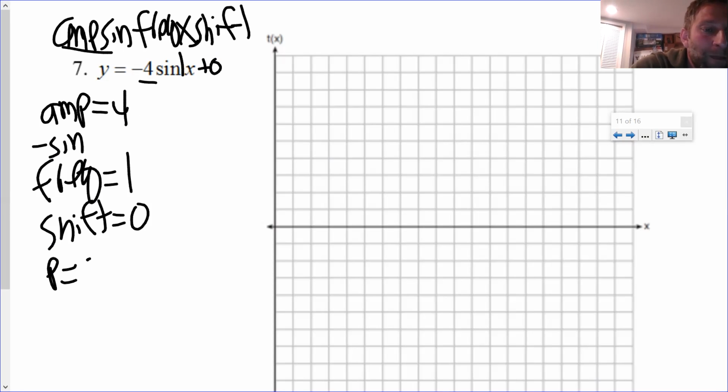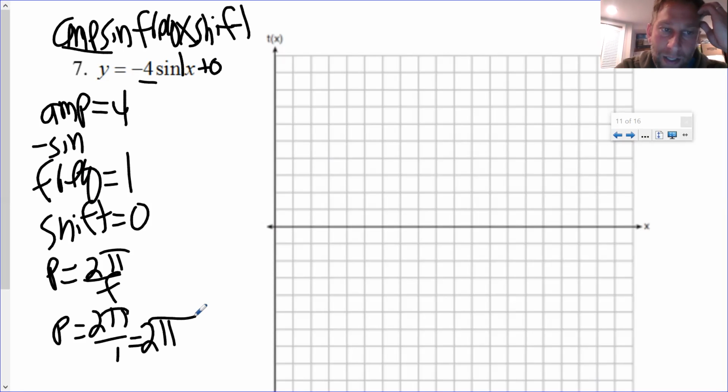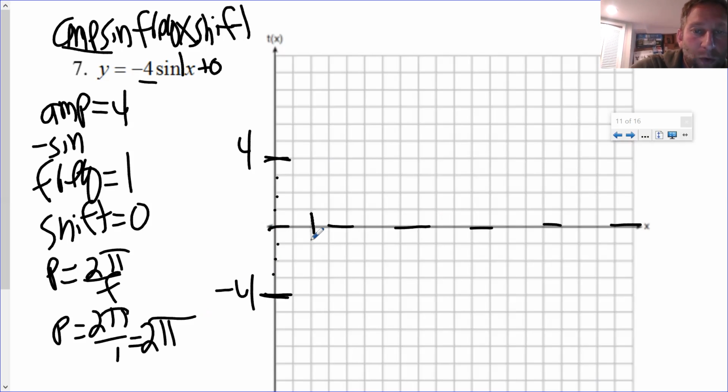I need my period. Period's 2 pi over the frequency, which is 2 pi over 1, which is 2 pi. So yes, every example in this lesson will have a period of 2 pi. And again, 2 pi is the same as 360 degrees. It's one full circle. So midline is another word for the shift. Amplitude is 4. So instead of going up 1 and down 1, I'm going up 1, 2, 3, 4, and down 1, 2, 3, negative 4. 4 dashes, 1, 2, 3, 4.